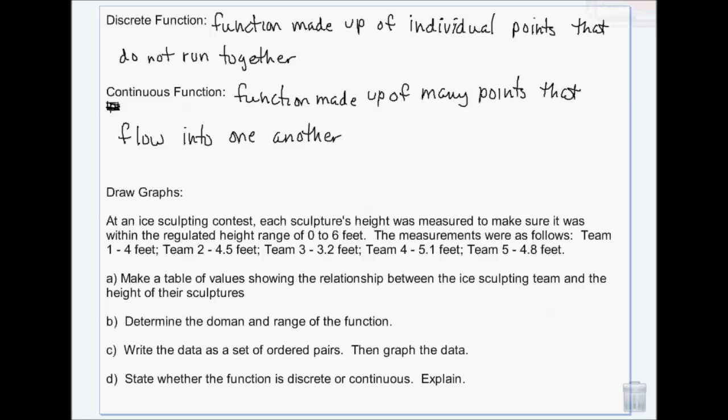What we have is an ice sculpting contest, and each sculpture's height is measured because it has to be within the regulated height range of 0 to 6 feet. The measurements are as follows. Team 1 is 4 feet, Team 2 is 4.5 feet, Team 3 is 3.2 feet, Team 4's was 5.1 feet, and Team 5 was 4.8 feet. And then we're going to do these A, B, C, and D, and we're going to do them over here.